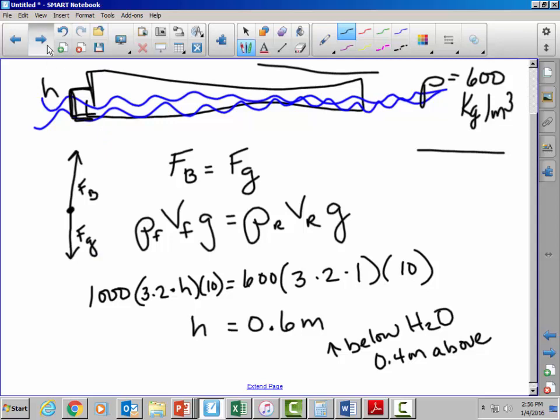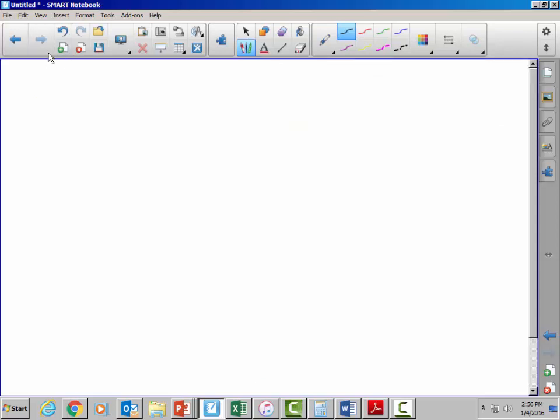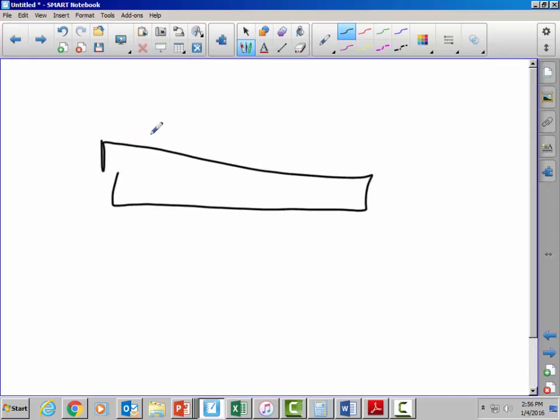Okay, so same problem, slightly different. Now we're going to add more mass to it. We're going to put people on top of it. So, same kind of idea. Let's take a look at our free body again.